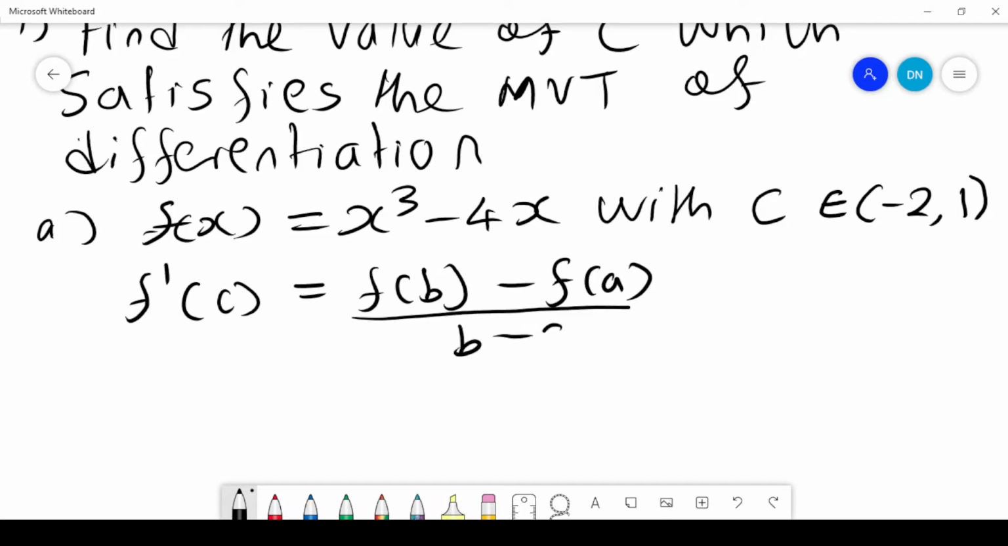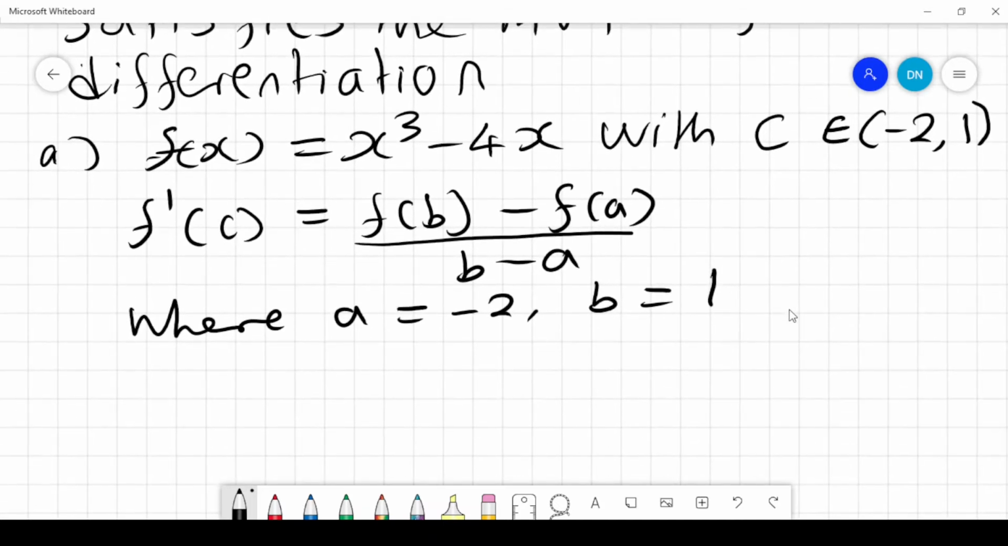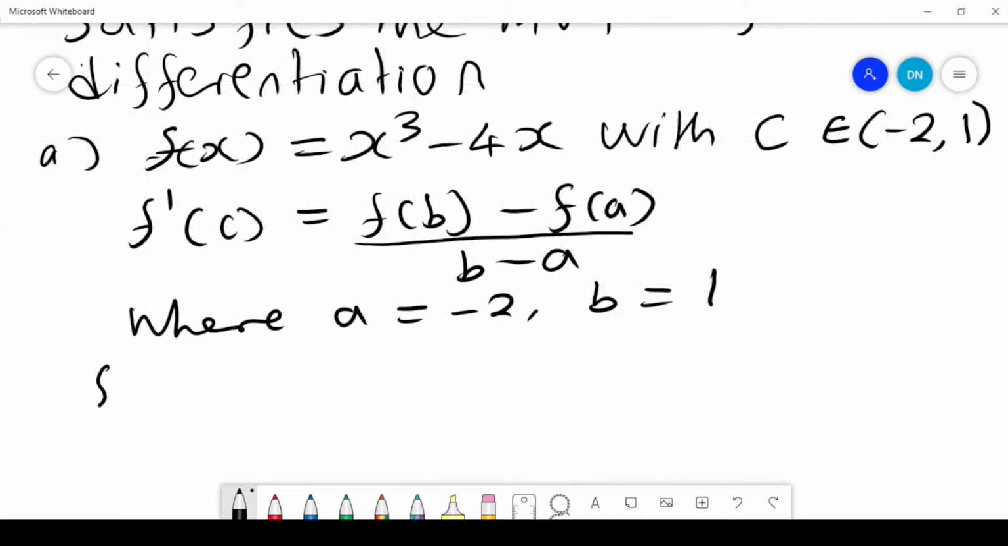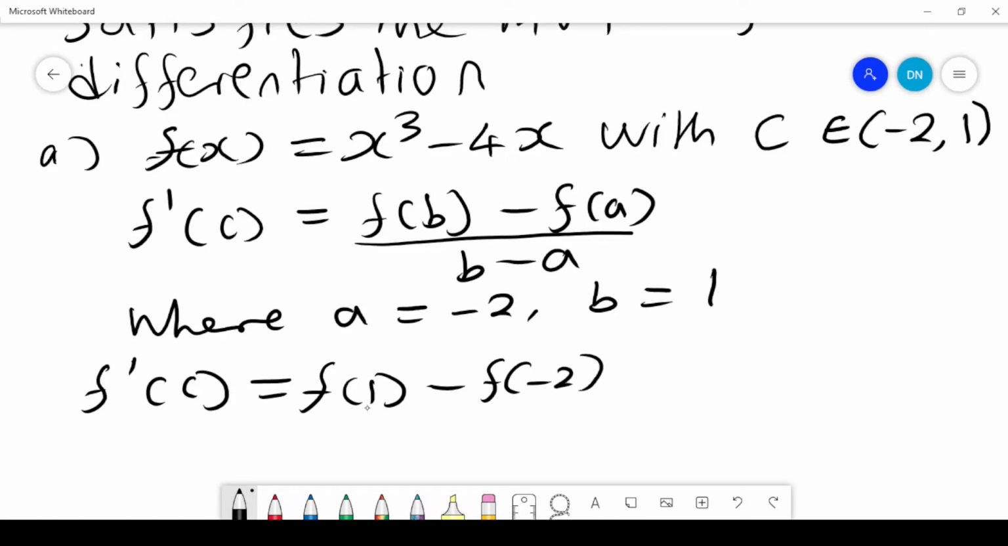all over b minus a. And we know that our value of a is -2 and our b is 1. So based on the definition, we can comfortably say f prime of c is equal to f of b, that is f of 1 minus f of -2, all over 1 minus -2.